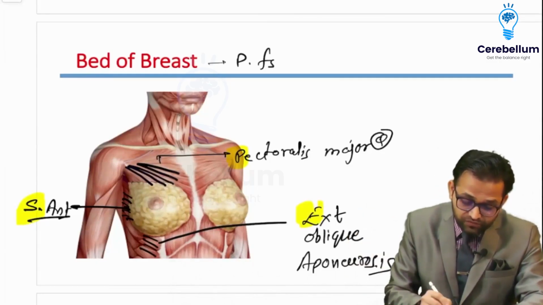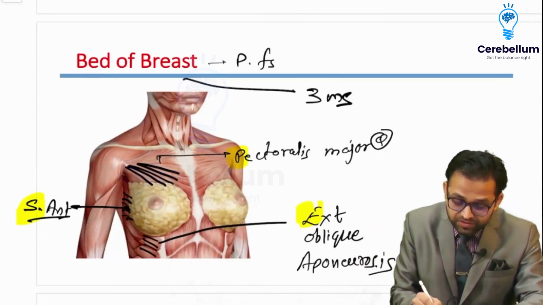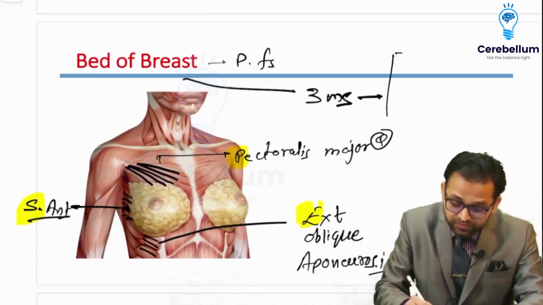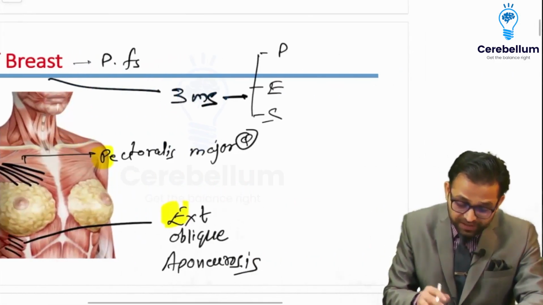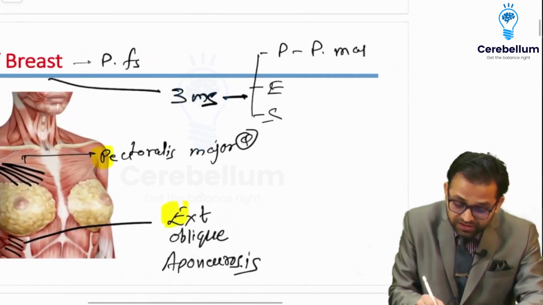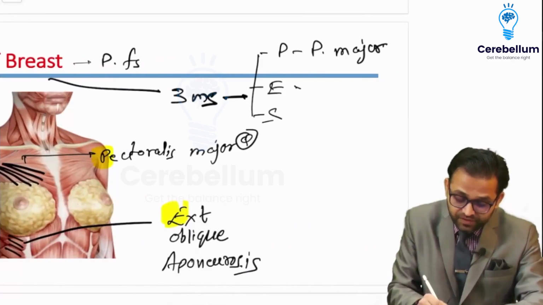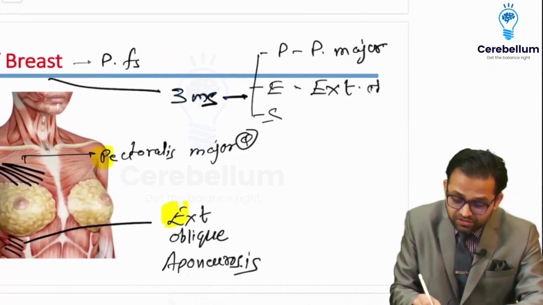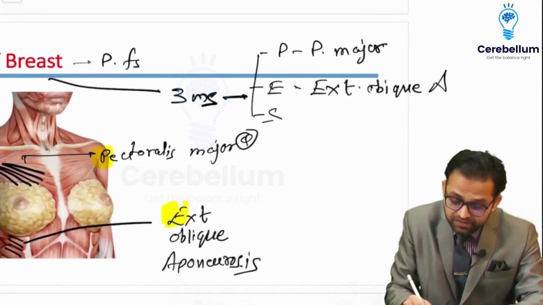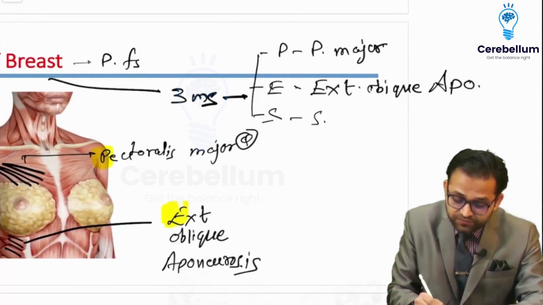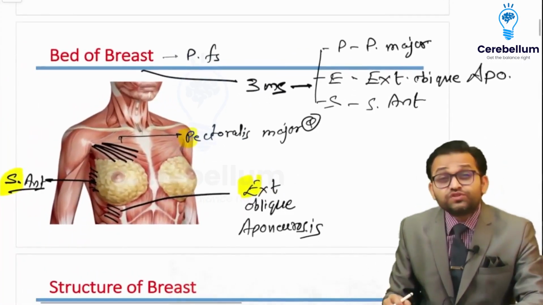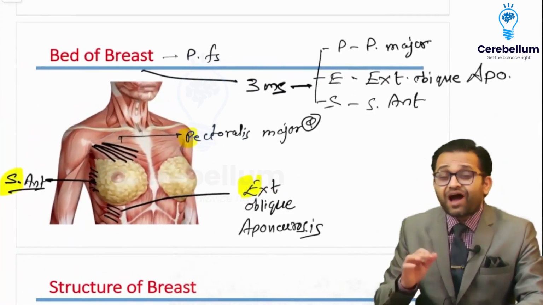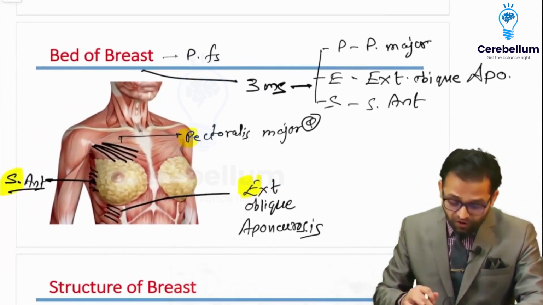One mnemonic for all of you: the three muscles you can remember with the help of the mnemonic PES. So what are these PES? P for pectoralis major, E for external oblique aponeurosis, S for serratus anterior. These are the points which you must remember. Now we are going to see the structure of the breast.